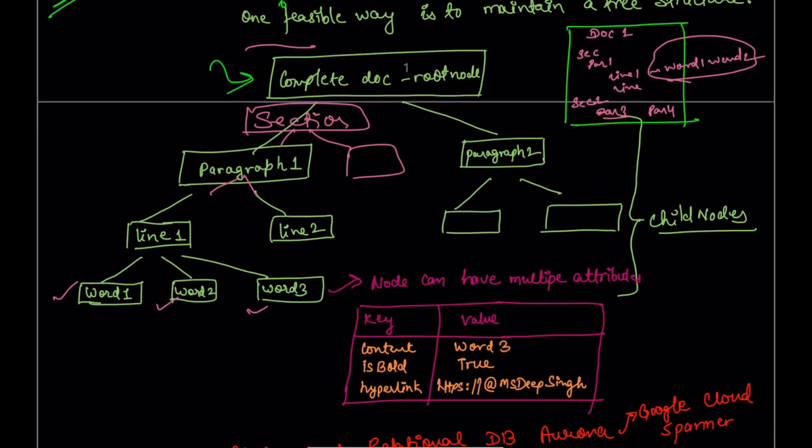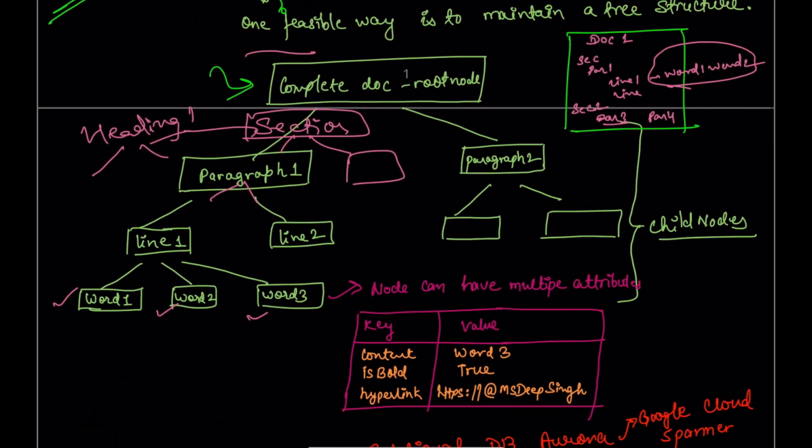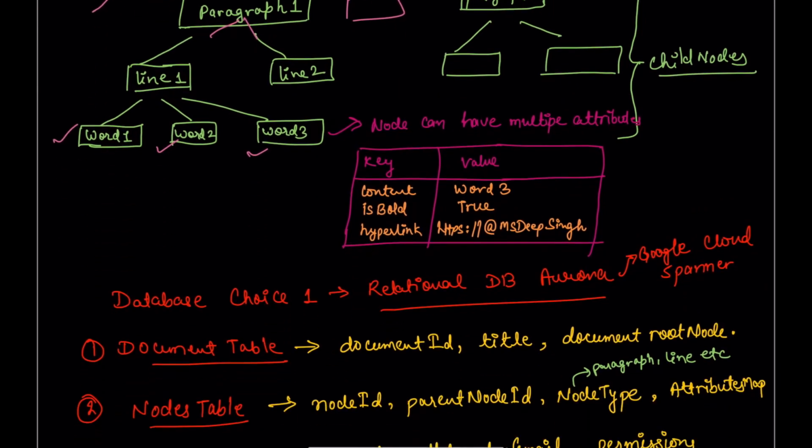Got it? So a section, you can just say that it's your heading, right? Now in a single heading there can be multiple paragraphs. So this way you are trying to design a document in a tree-like structure. All of these are your child nodes, and this is your root node, which is your complete document. So a node can have multiple attributes.